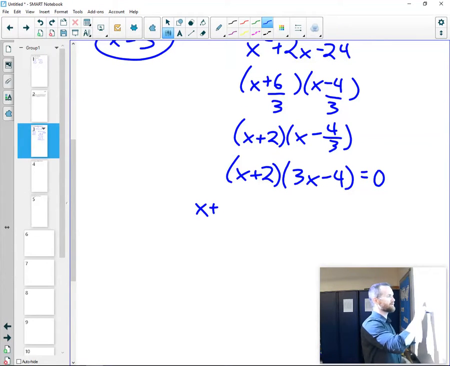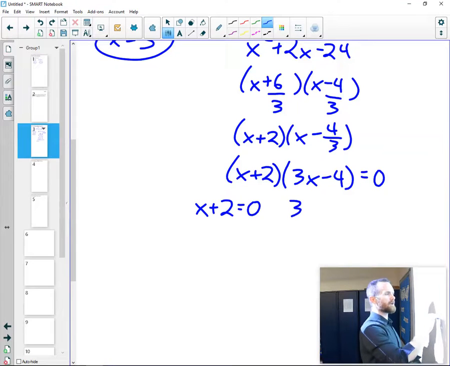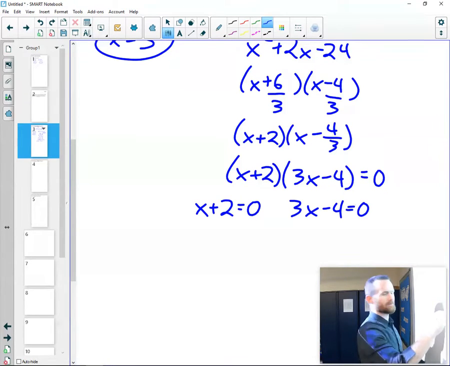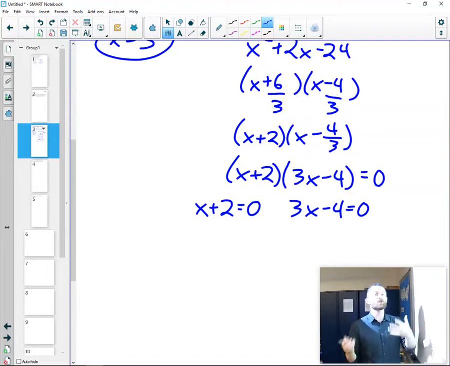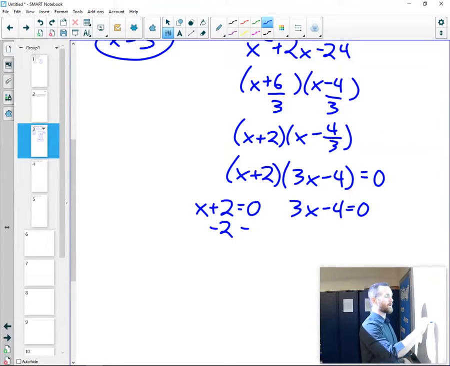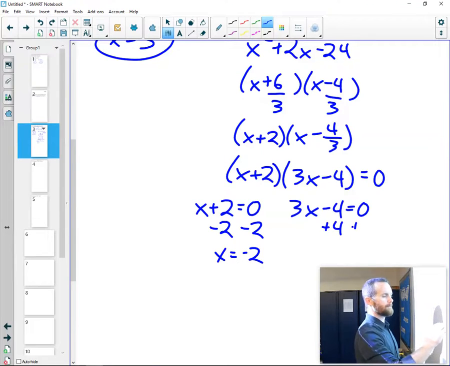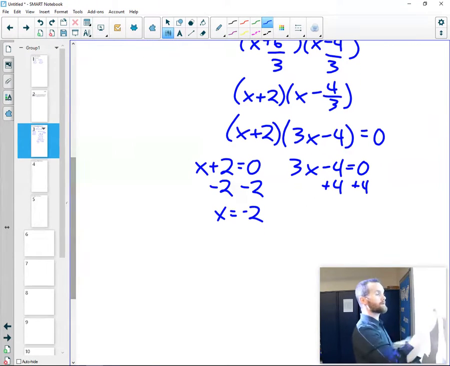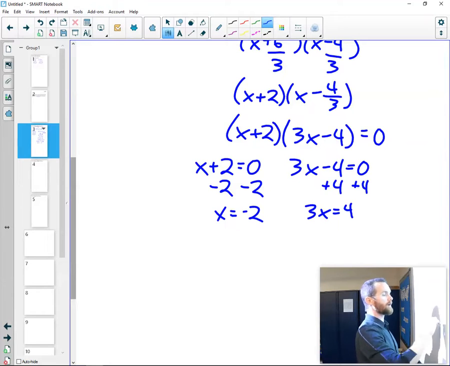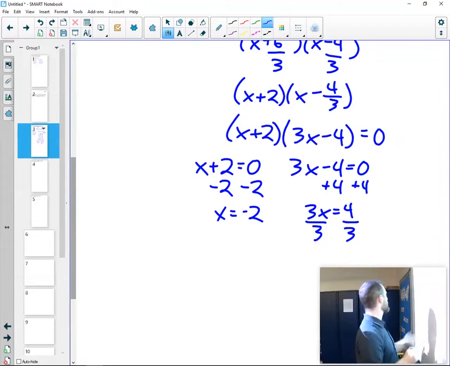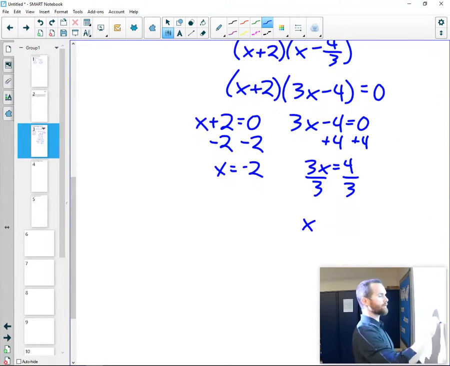We can put x plus 2 equals 0 and 3x minus 4 equals 0. So it's all just the same stuff we've been doing. It just looks more complicated at the start. Take away 2, x equals negative 2. Add 4, a little bit more space. 3x equals 4, divide by 3, and we get x equals, I'm just going to leave it as 4 thirds. So x equals 4 thirds.